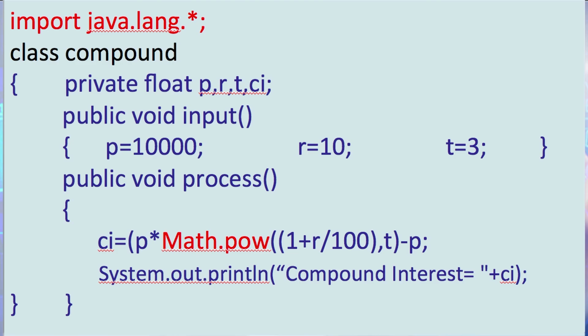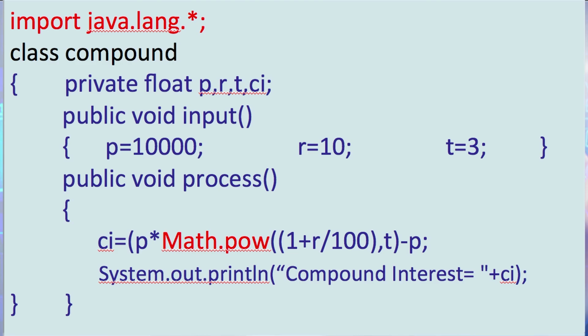Basically the variable will be private and the function will be public, because the function will be used outside the class in the main program. That's why we define the function as public and the variable as private. So you can see here the first function is input. In Java it is called a method. In the language Java, functions are basically called methods.